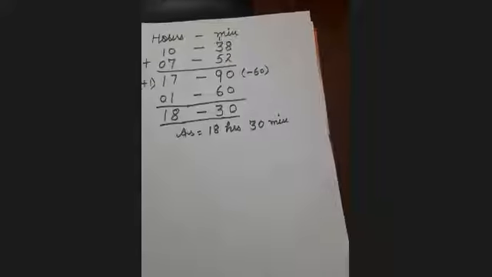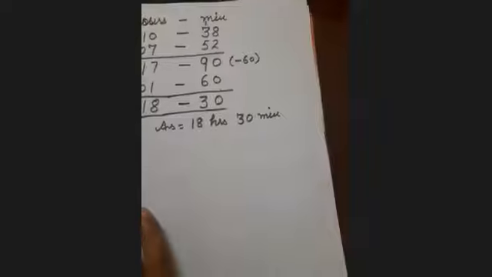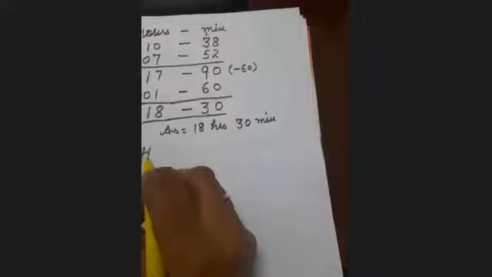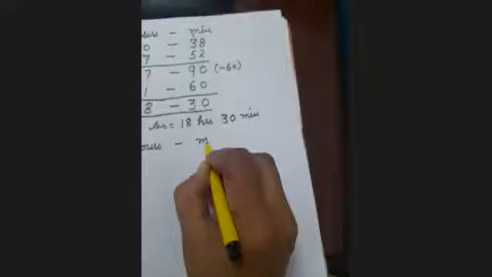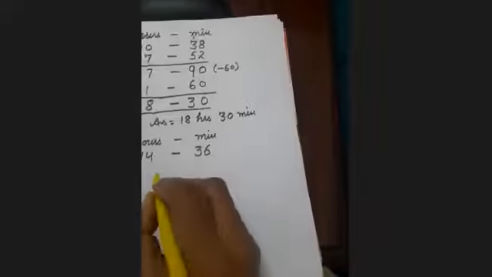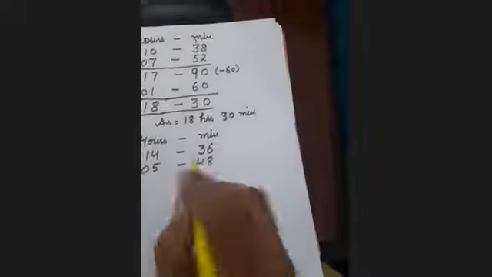Question number four. Now we have 14 hours and 36 minutes, and 5 hours and 48 minutes. Again, first arrange the statement in columns, hours and minutes. 14 hours, 36 minutes. And 5 hours, 48 minutes. Now, students, add.